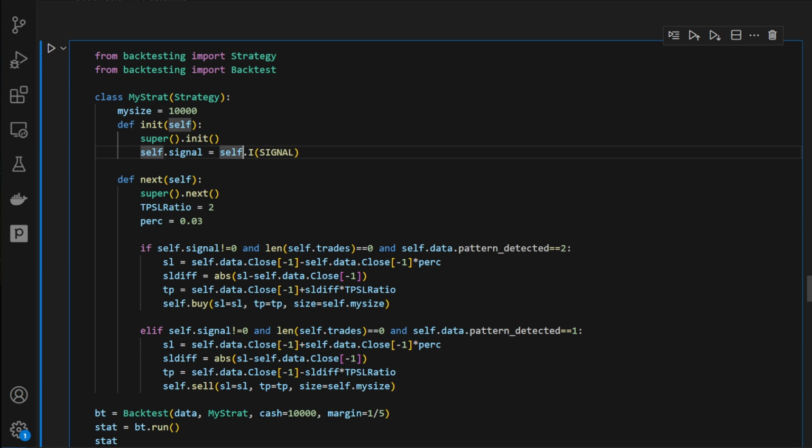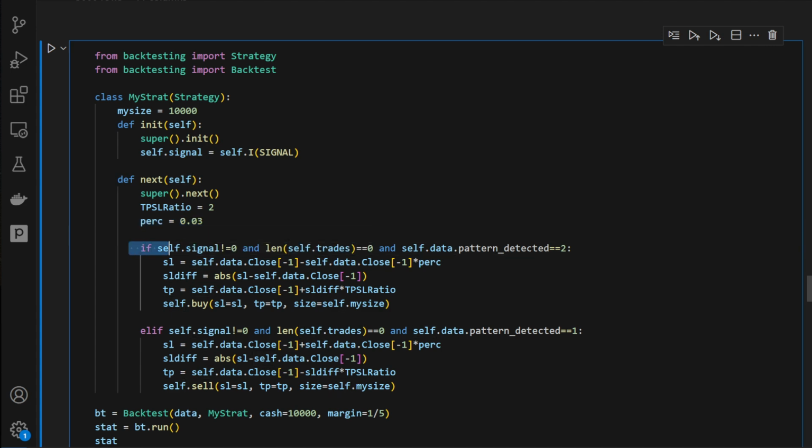Then we're going to define the take profit stop loss ratio. It's equal to 2 here. And the percentage is equal to 0.03. This is going to define the distance of our stop loss. It's going to be 3% below or above the current price. This is how we're going to trade.